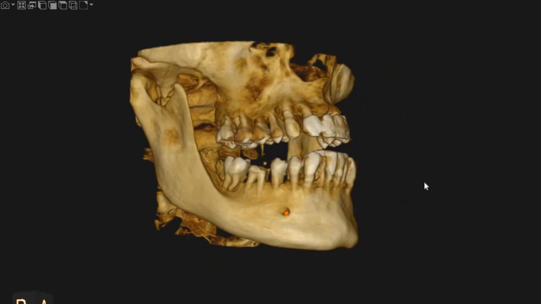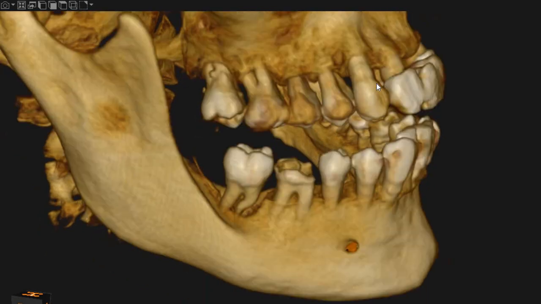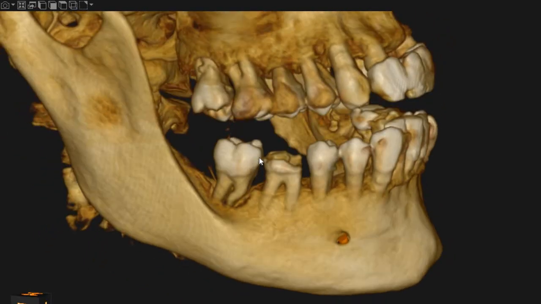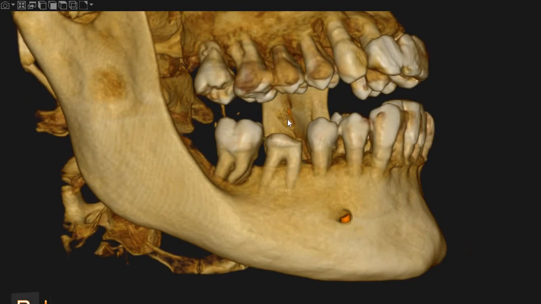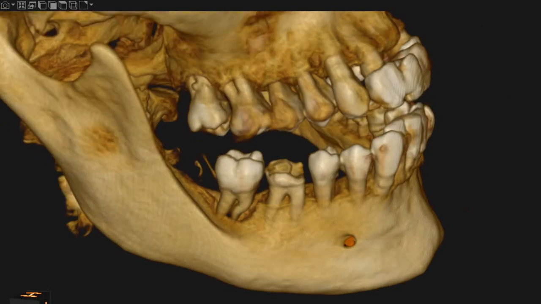This is the CBCT of the patient that you had requested. The area of interest is the upper right 6 and 7 and the lower right 6 and 7. On the 3D rendering, you can see that the lower right 7 has significant bone loss, whereas the lower right 6 also has bone loss. The upper right 6 and 7 show considerable periodontal bone loss as well.